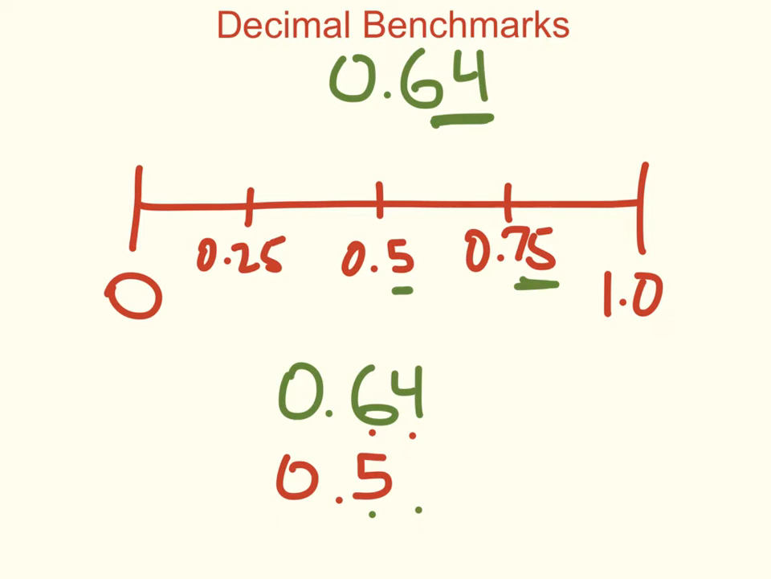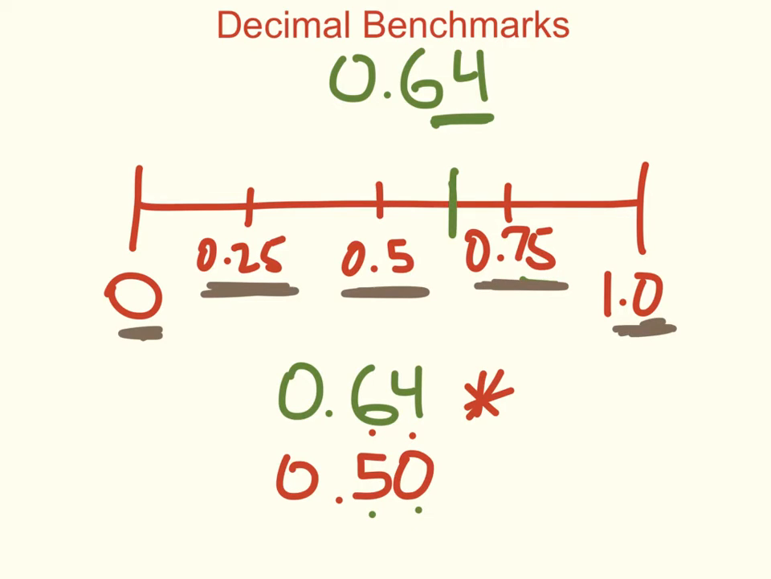So we should add a hundredths digit in there. What could we put in there? We could put a 0. Now we can compare and see that this one is bigger. So 0.64 would probably go somewhere around here on our number line. So by using benchmarks, 0, 0.25, 0.5, 0.75, and 1.0, we can get an understanding of where to put numbers on our number line using decimal benchmarks.